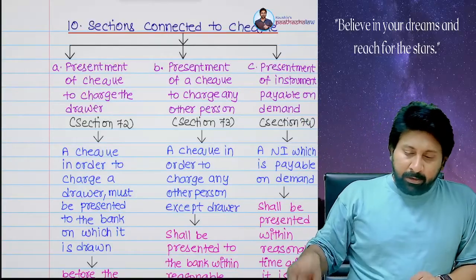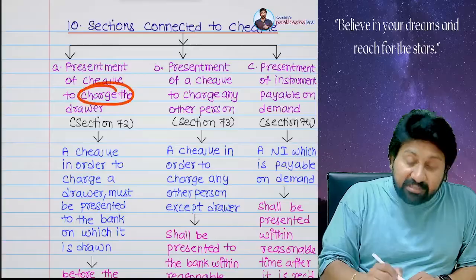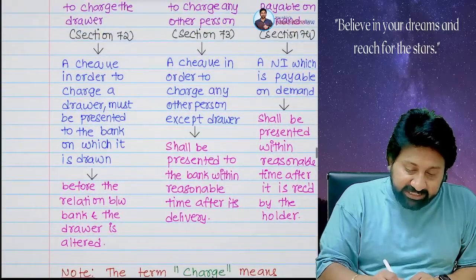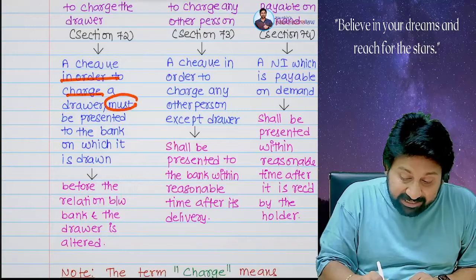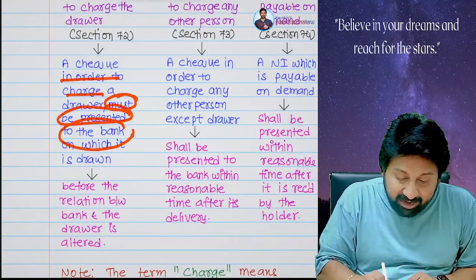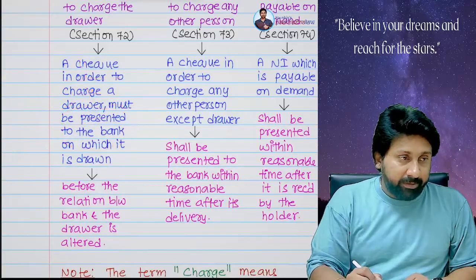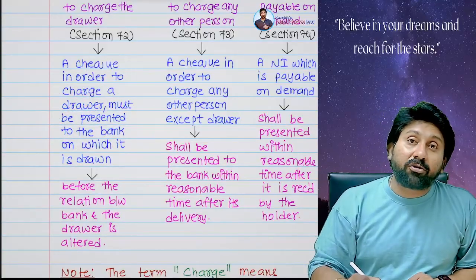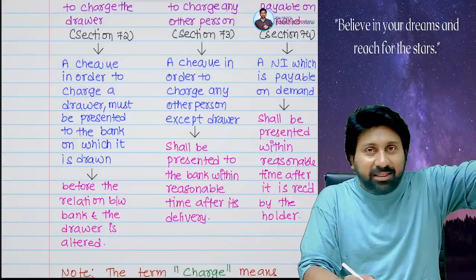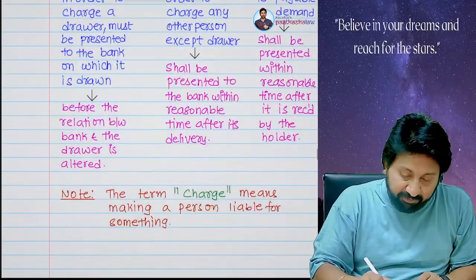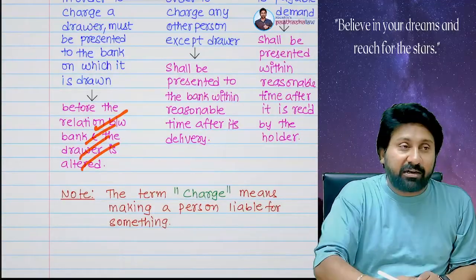Whenever you want to charge the drawer, being the debtor of a check, the check must be presented to the bank in order to charge the drawer. That's why a check is payable on demand. Before he closes his account in that bank, you should put the check in circulation, that is, before the relation between the bank and the drawer is altered.